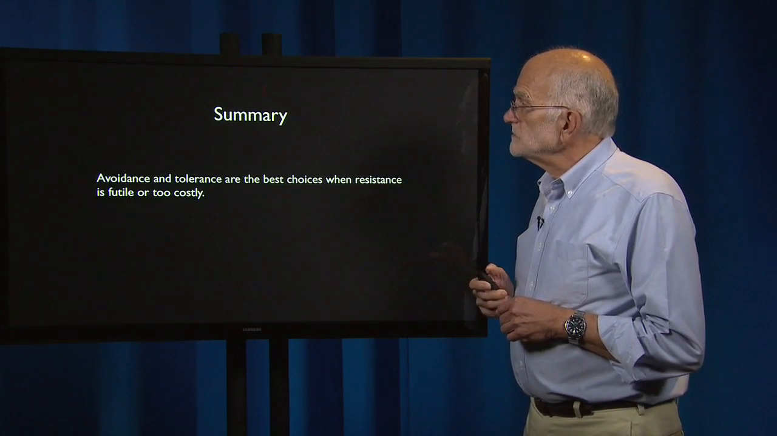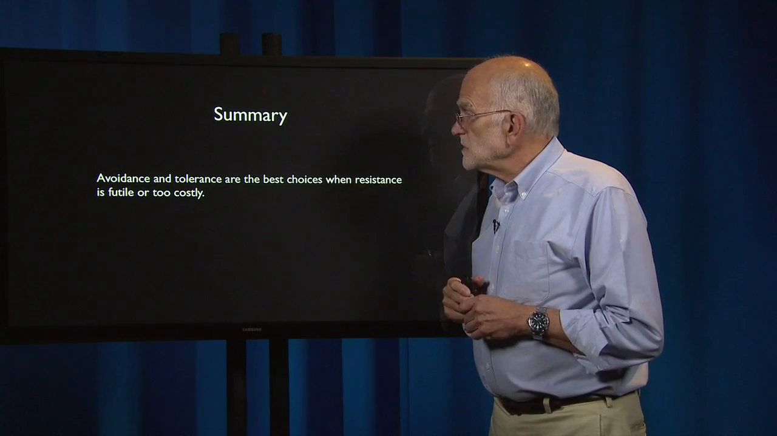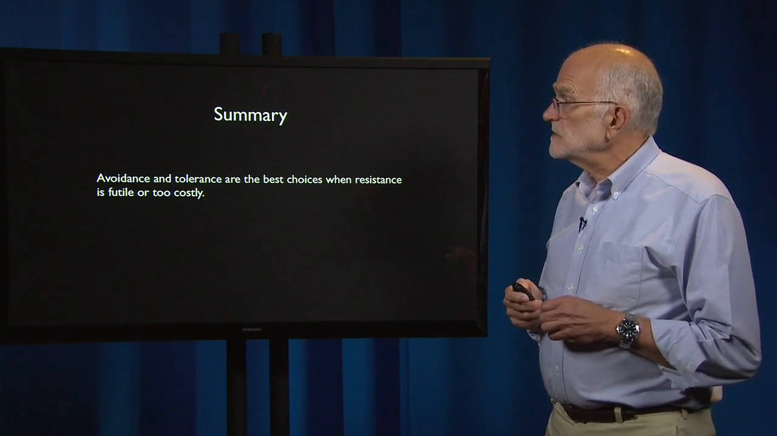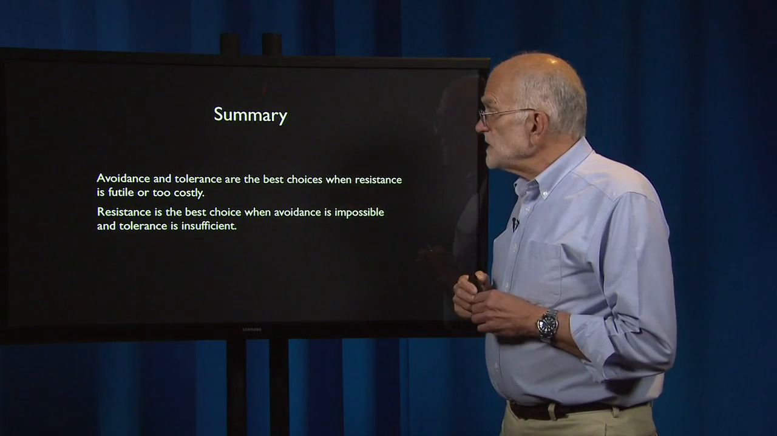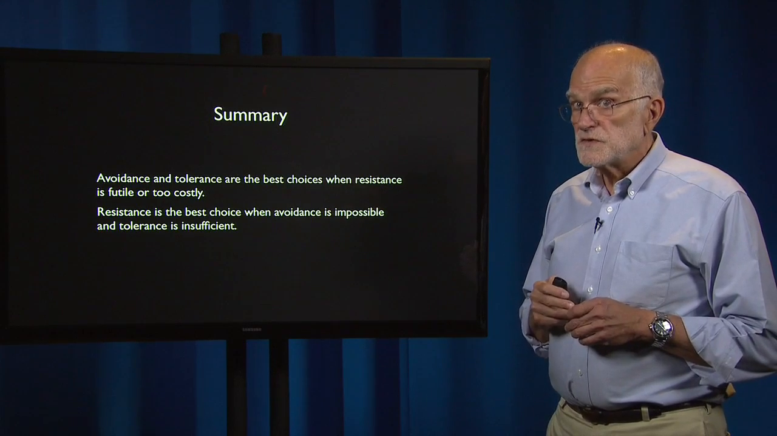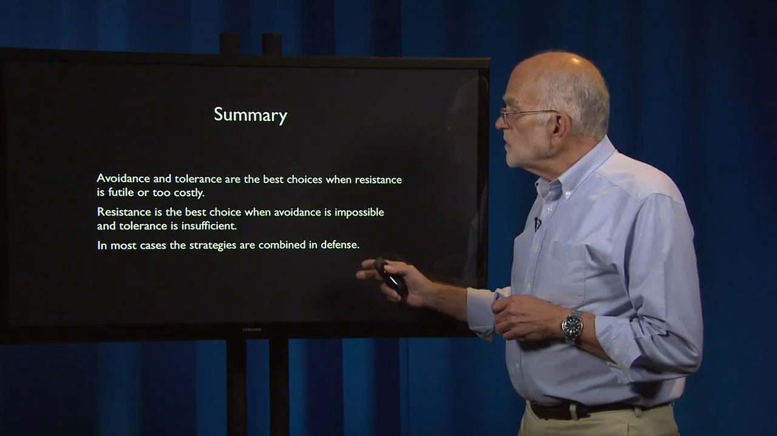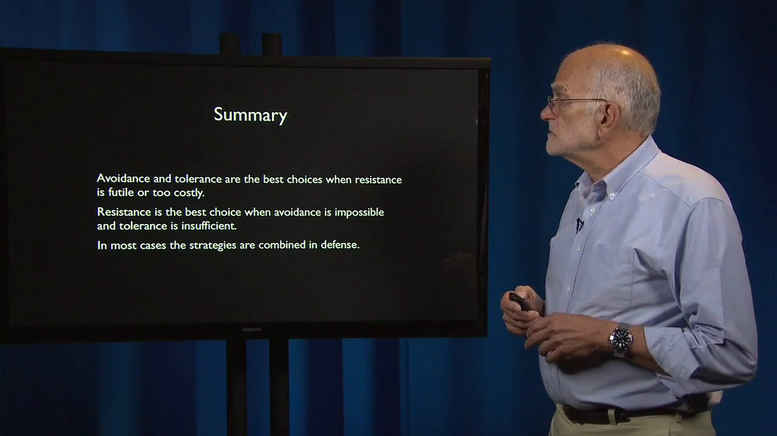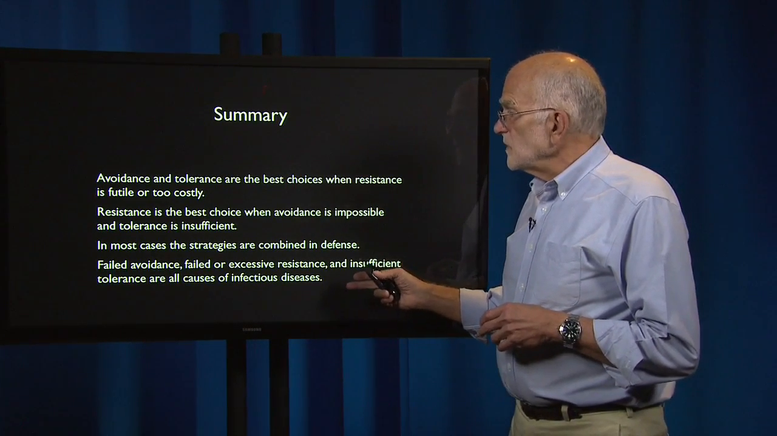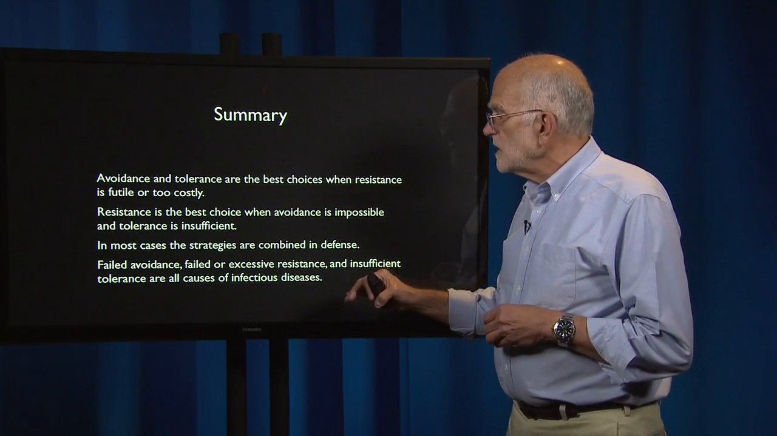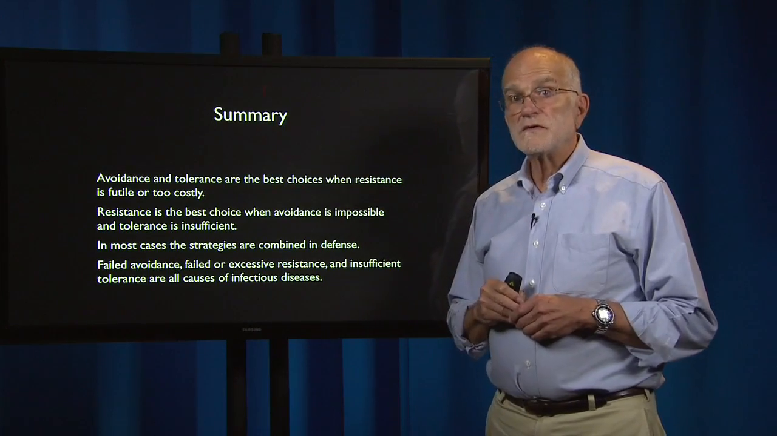So to summarize, avoidance and tolerance are the best choices when resistance is either futile or too costly. Resistance is the best choice when avoidance is impossible and tolerance is going to be insufficient. In most cases, the strategies are combined in the defense response. And failed avoidance, failed or excessive resistance, and insufficient tolerance are all causes of infectious disease.